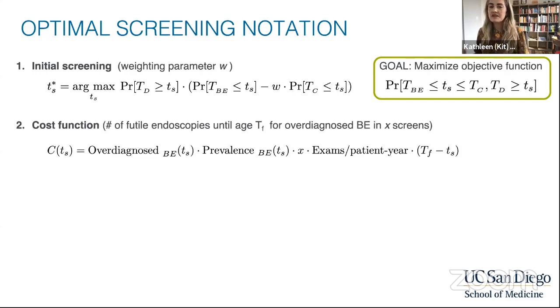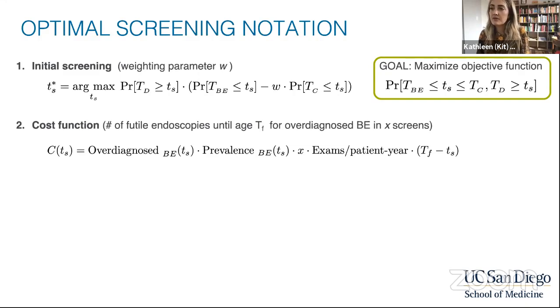So once you pick a screening age, there are going to be associated costs with it. And I'm going to just share one example, which is the number of futile or unnecessary endoscopies you expect until some later age TF for all those overdiagnosed patients in an initial amount of X screens. So those are patients who, from a probability standpoint, are the ones who will never go on to get cancer.